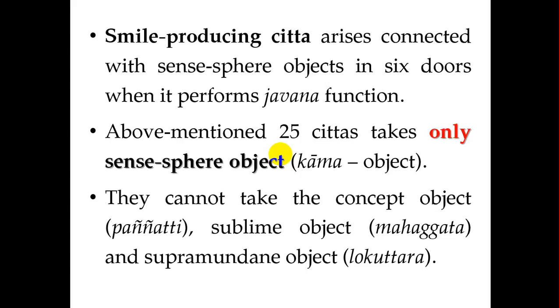Here they cannot take a concept object, a sublime object, or a supramundane object. Supramundane object means Magga Citta, Phala Citta, and Nibbana. Just look at Nibbana. You cannot see Nibbana with your own eye, right? You cannot hear it. You cannot touch it with your body, right? Therefore, these consciousnesses cannot take the Nibbana object. And also the concept: a concept has to be thought of with your mind, right?